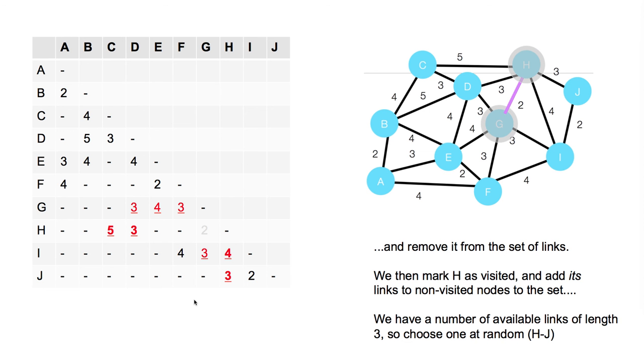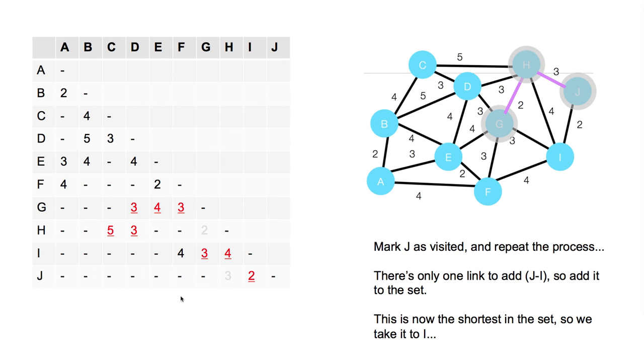So we add G to H to the new network, mark H as visited, and add its set of links to the available set in the table. So now we have a bunch of 3s available to us. There aren't any 2s in red, remember they're the available ones. So there's a bunch of 3s available to us, so we choose one at random, let's say H to J. So we mark J as visited and repeat the process.